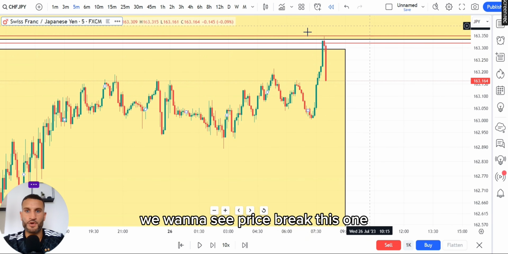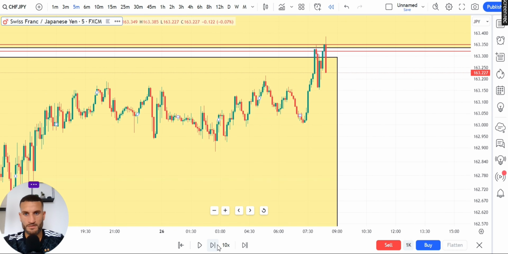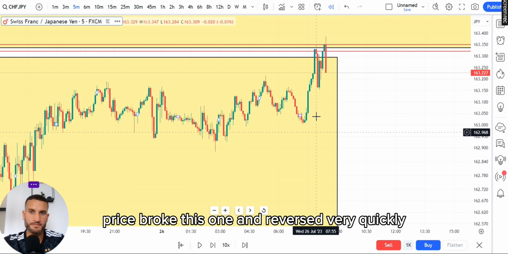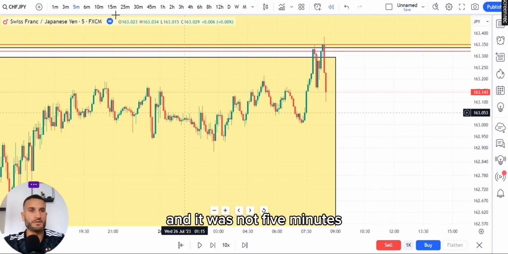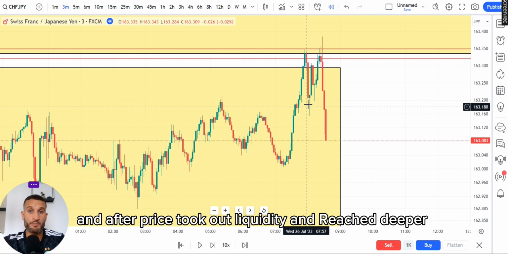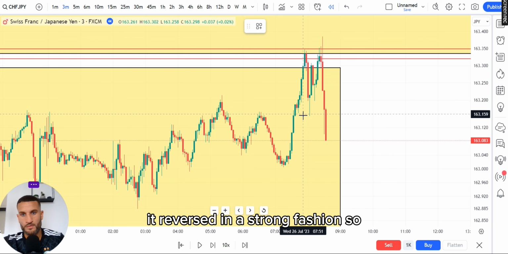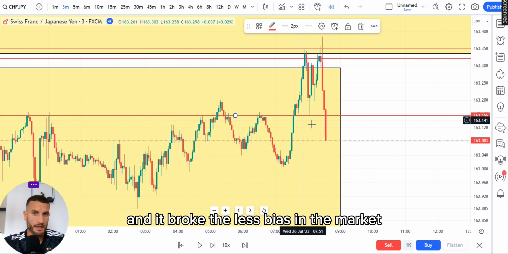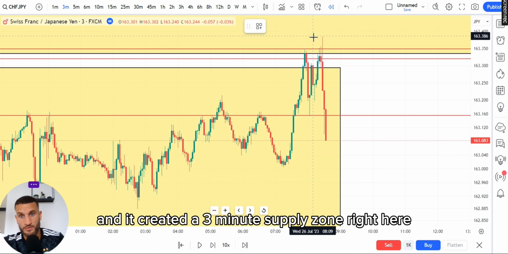We want to see price break this one. As you can see, guys, price broke this one and reversed very quickly. And let me move forward again, and it was not 5 minutes, I can see it, it was 3 minutes exactly. And after price took out liquidity and reached deeper, it reversed in a strong fashion. And it broke the last buyers in the market, so this is also a confirmation, and it created a 3-minute supply zone right here.